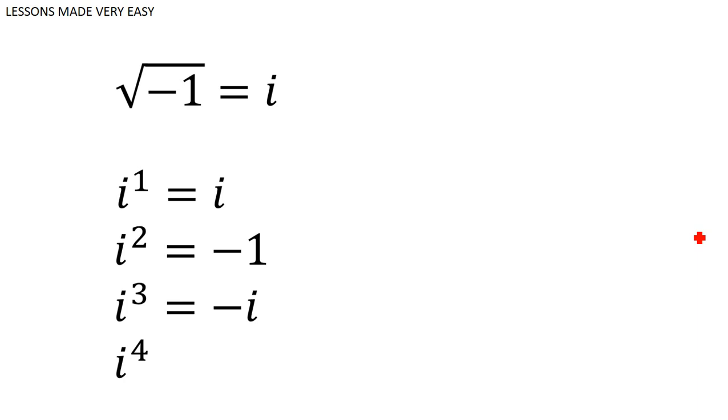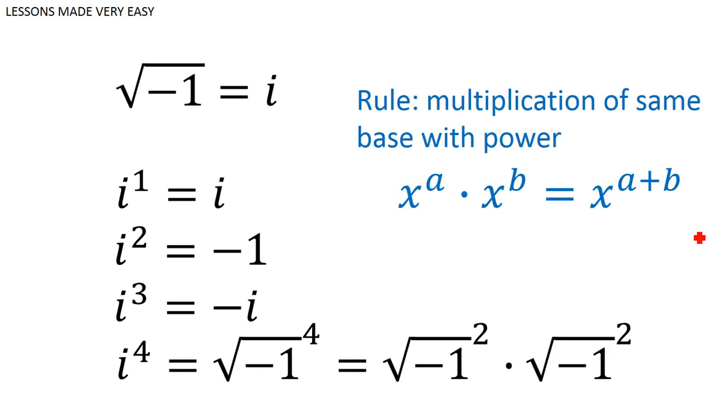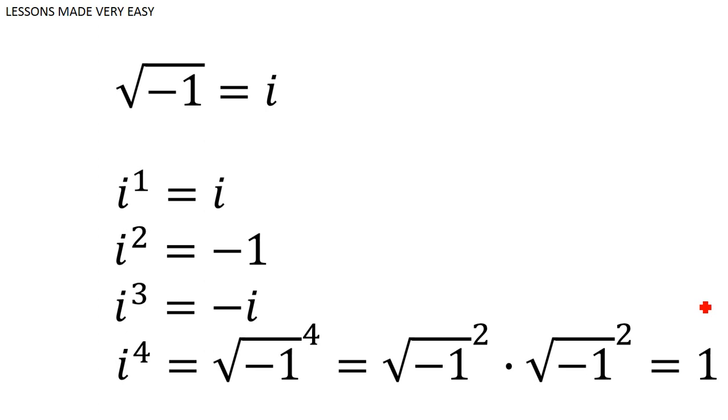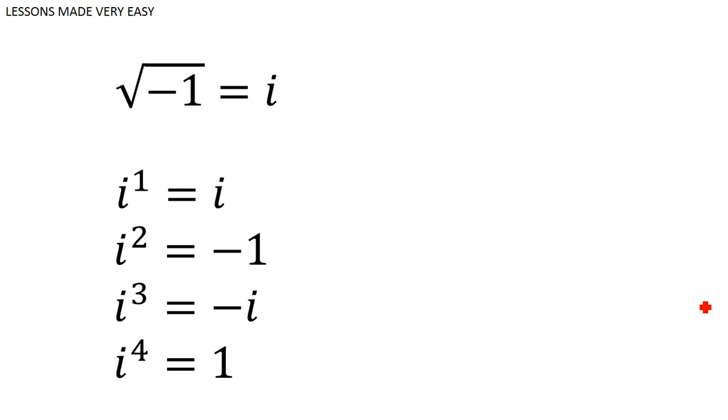i to the fourth power is equal to the square root of negative 1 to the power of 4. Again with the same rule, 2 plus 2 is equal to 4, and then it will cancel out, so negative 1 times negative 1, so the answer is 1. But remember, this is just a review, this is not the shortcut.